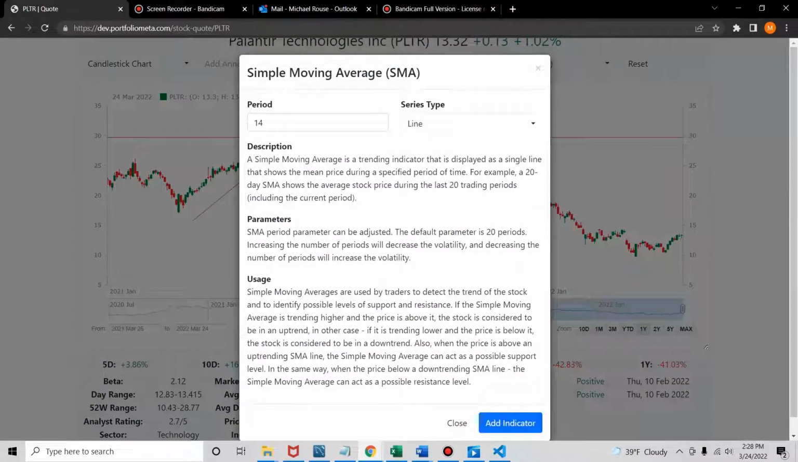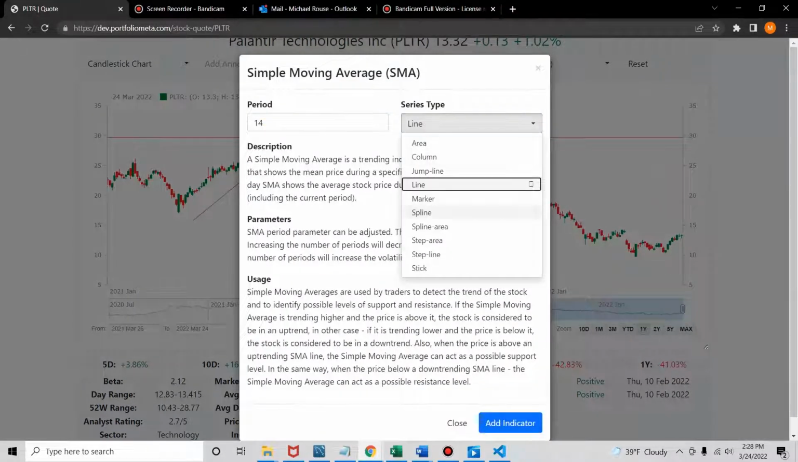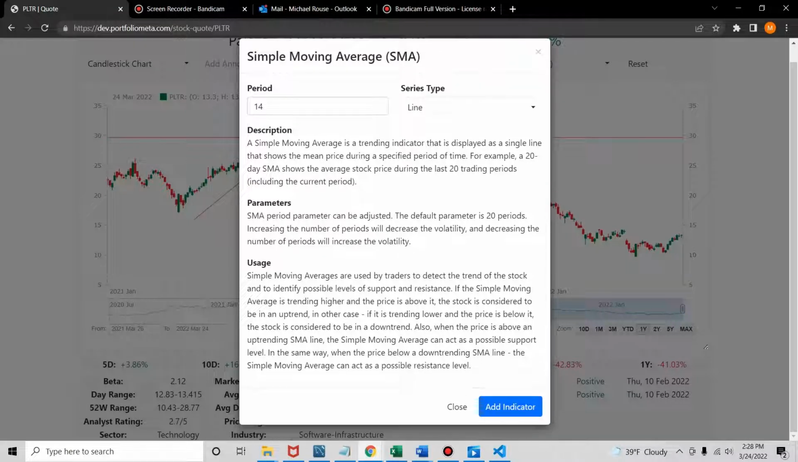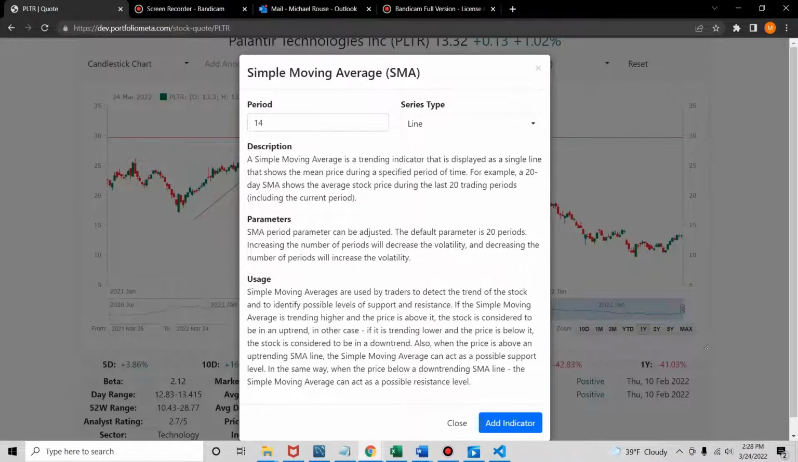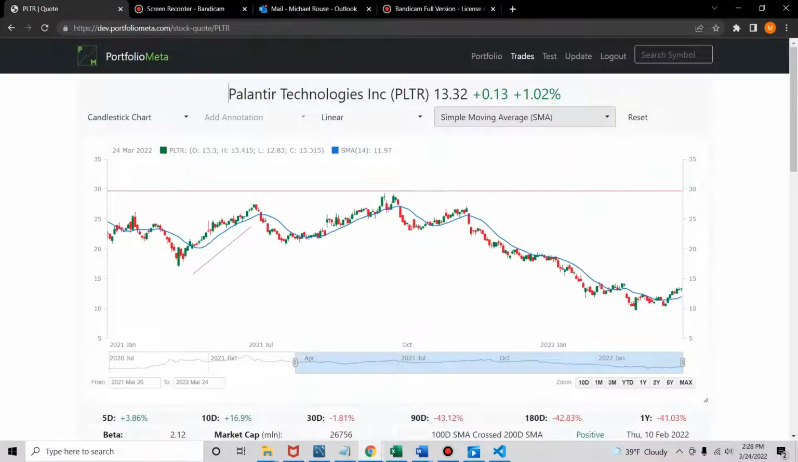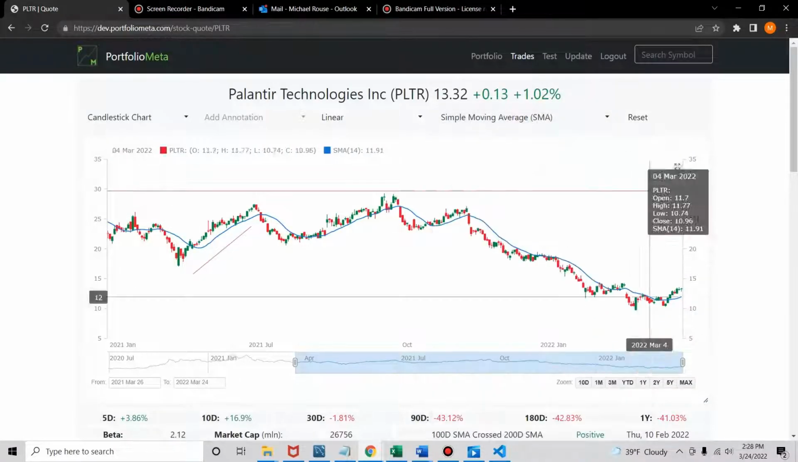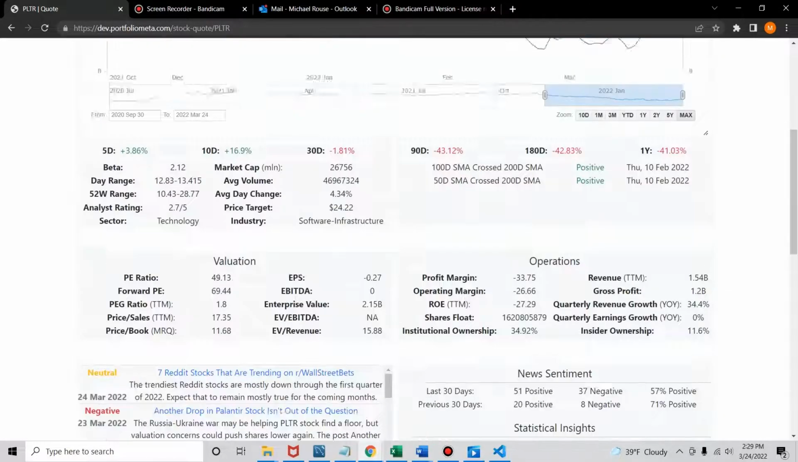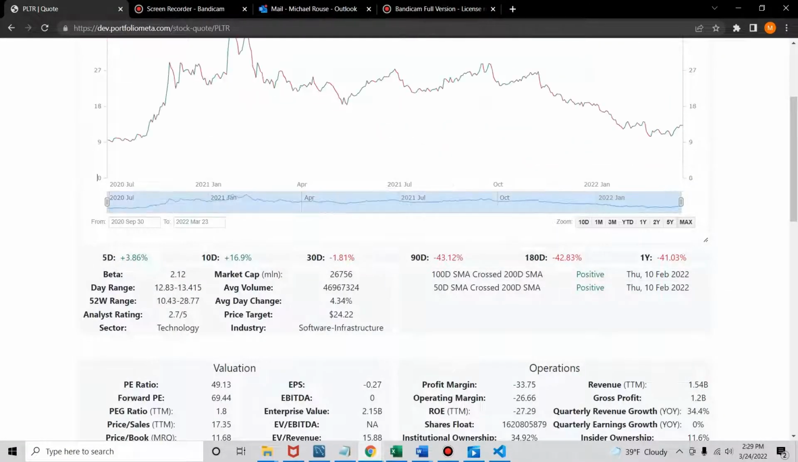You click on one and you can customize the period and how you want it to show up in the chart. And we also include a helpful description, parameters, and a usage guide. So even if you don't really know how to use it, this will tell you how to use it. And even if you do, it's a good refresher. We'll add the indicator, and there you go. And you can add multiple at once too. Reset that. And you can also enter a custom date range down here, which is a pretty useful feature.